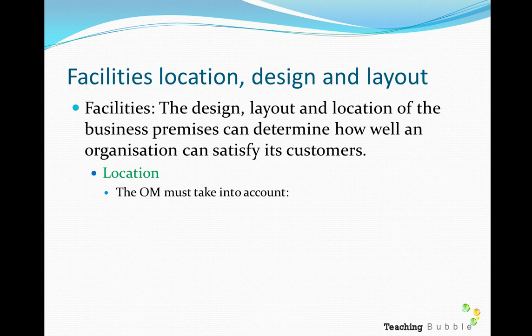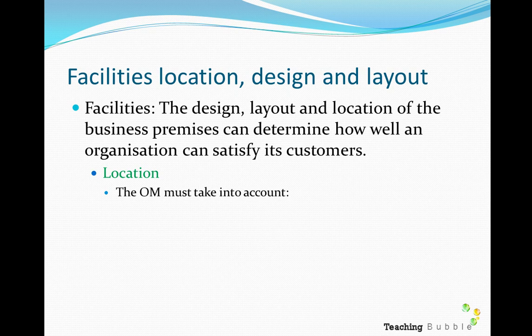So first of all, we'll start off with location. Now, we've got to look at the design, and we'll look at that a little bit later. But first of all, the location. So looking at the premises, how well an organisation can manage the actual premises they have. So whether that be a factory or a shop front, whatever it is, how well they do that will determine how well they can satisfy their customers.